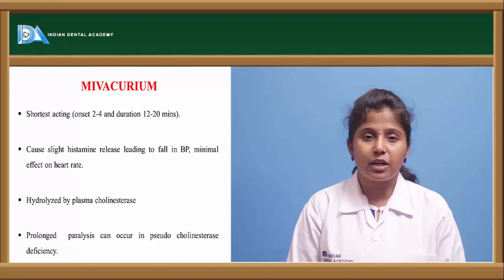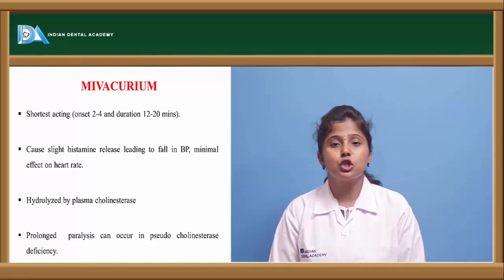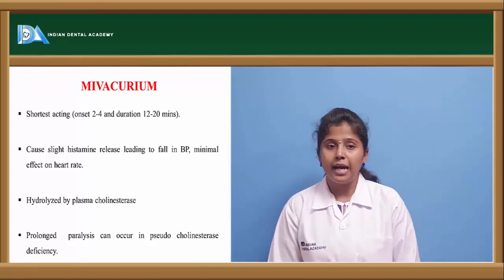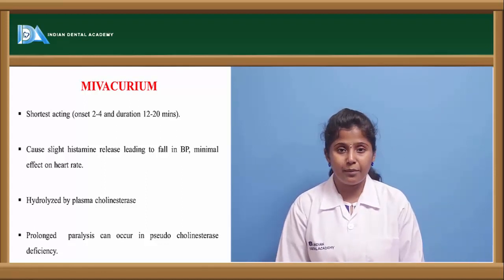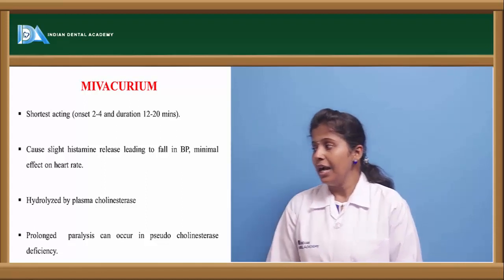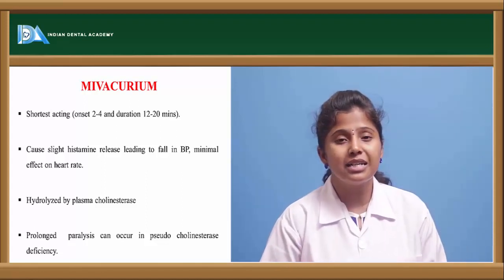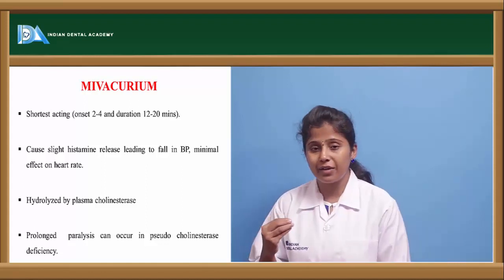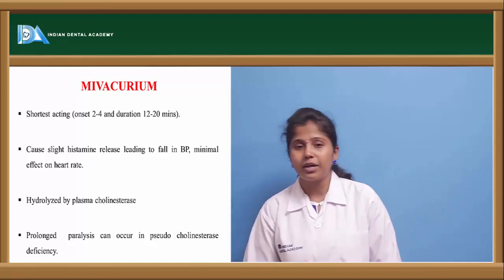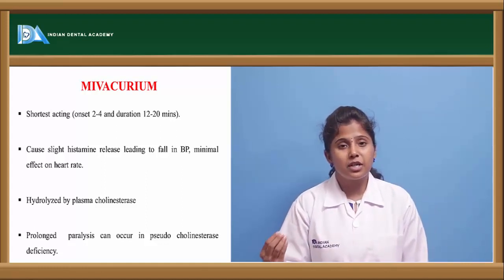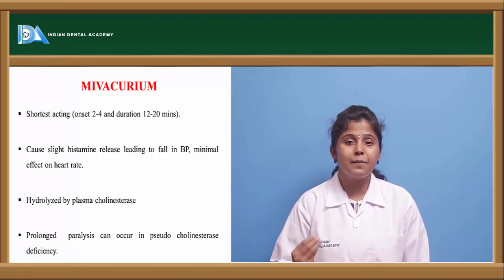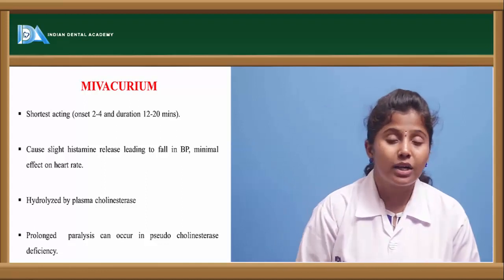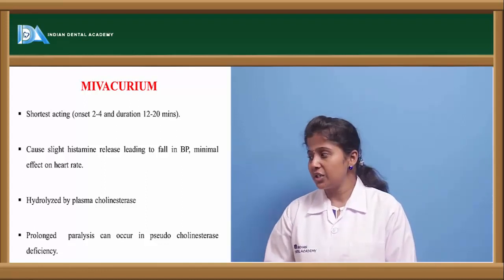The other drug is mivacurium. Mivacurium is a short-acting drug with an onset of action of about 2 to 4 minutes, and a duration of action of about 12 to 20 minutes. We can say it's a very short-acting drug. It causes slight histamine release. So it may cause histamine release, but only a very small amount, and thereby the fall in blood pressure will also be low, so it has minimal or mild cardiovascular effects. It is hydrolyzed, or metabolized, by the plasma cholinesterase enzyme.